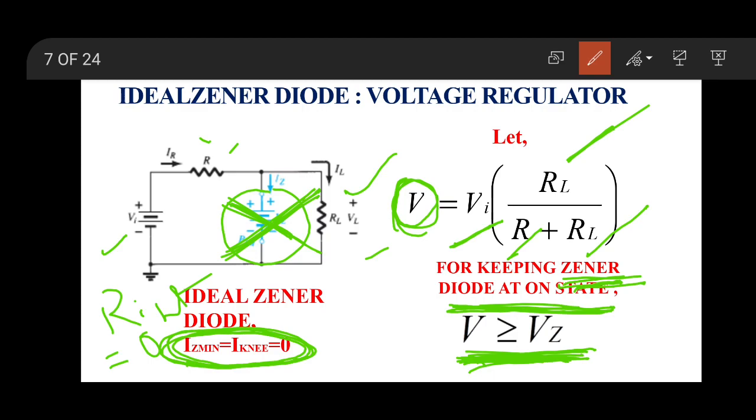I repeat again, if V is greater than or equal to Vz, then the load voltage is equal to the reverse breakdown voltage, that is Vz. And if V is less than Vz, then the Zener diode is in the off state, and this part will act as an open circuit, and the load voltage value is equal to V input into RL by R plus RL.